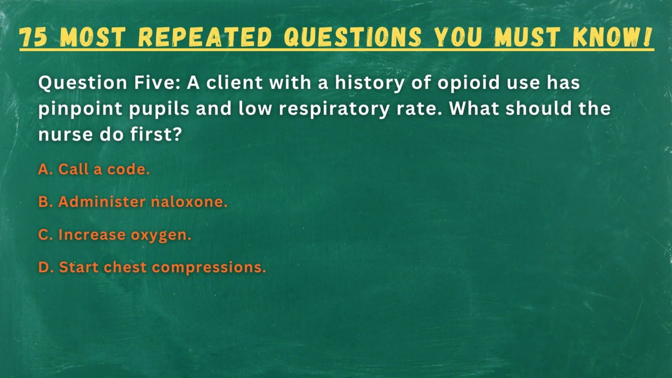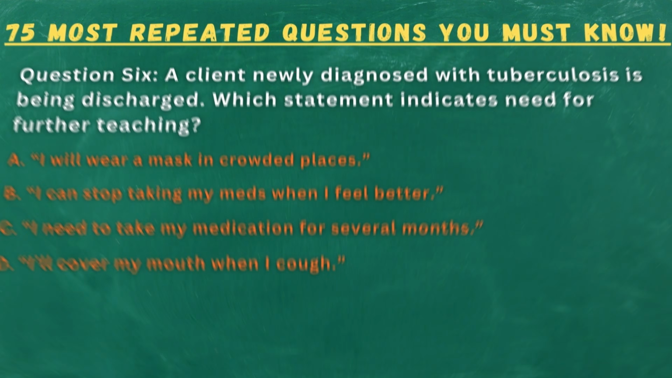Question 5. A client with a history of opioid use has pinpoint pupils and low respiratory rate. What should the nurse do first? A. Call a code. B. Administer naloxone. C. Increase oxygen. D. Start chest compressions. Answer. B. Administer naloxone.